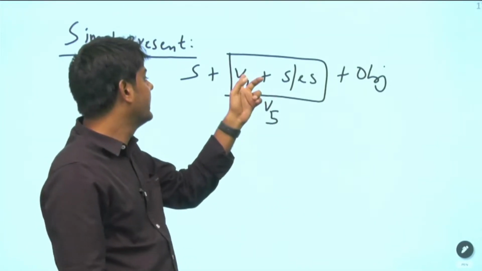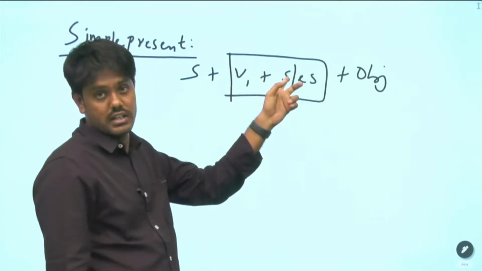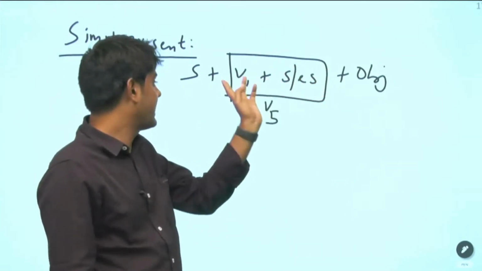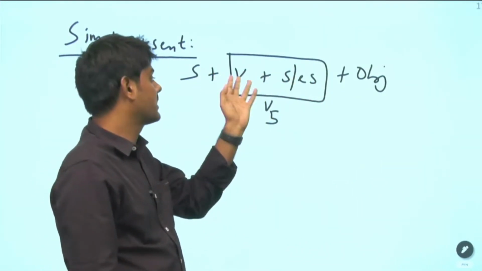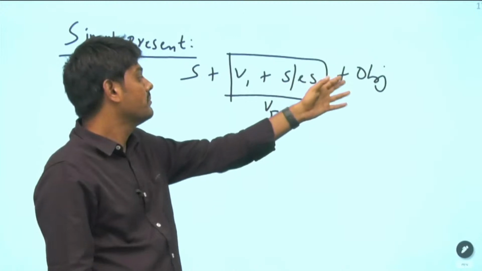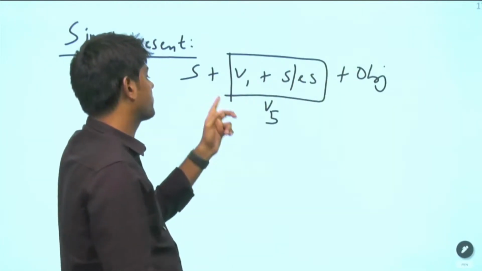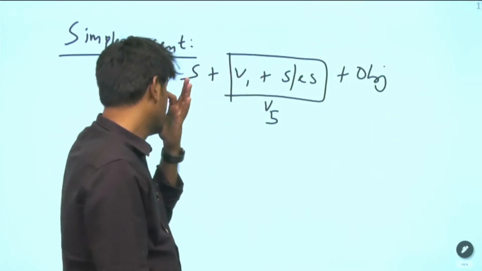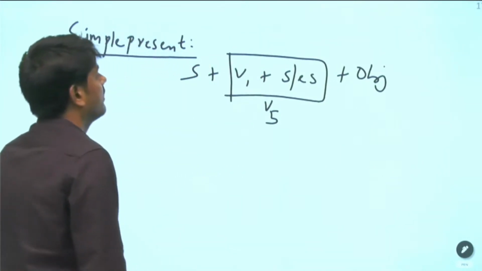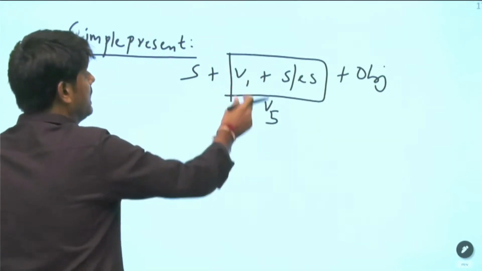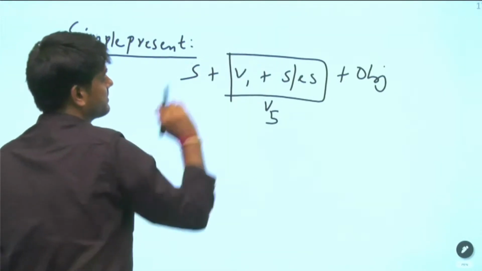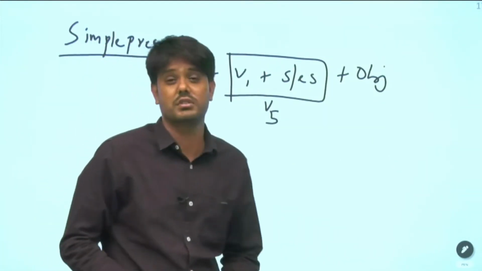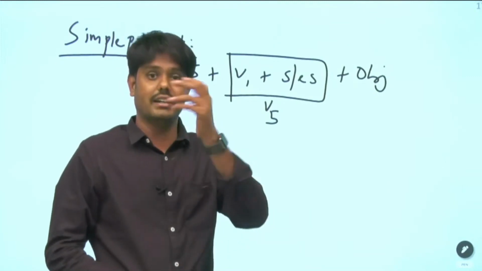So that is why here we add V1 plus S or ES. We can write in this format: subject plus V1 plus S or ES plus object, or else subject plus V5 plus object. In this way also we can write the structure of simple present tense. Then to which persons we have to use S or ES and to which persons we should not use S or ES, let us discuss.